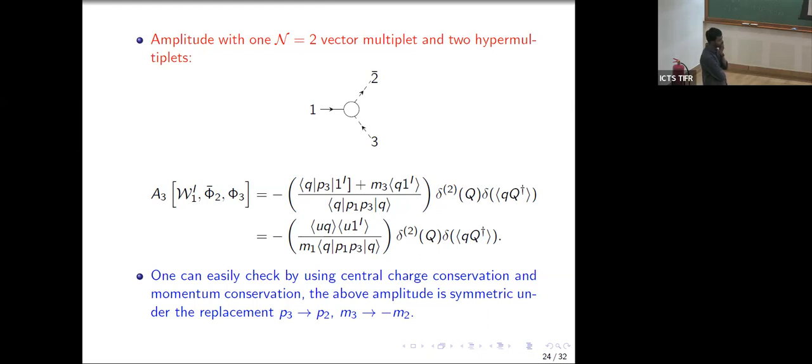For example, suppose you work at the origin. At the origin, the vector is massless and the other three are equal. So this decay is not possible. Sufficiently close to the origin also, this decay is not possible. You have to go sufficiently far away from the origin so that on some surfaces, M1 equals M2 plus M3.